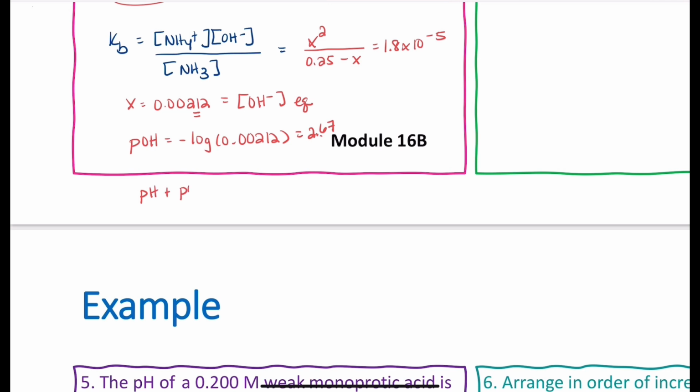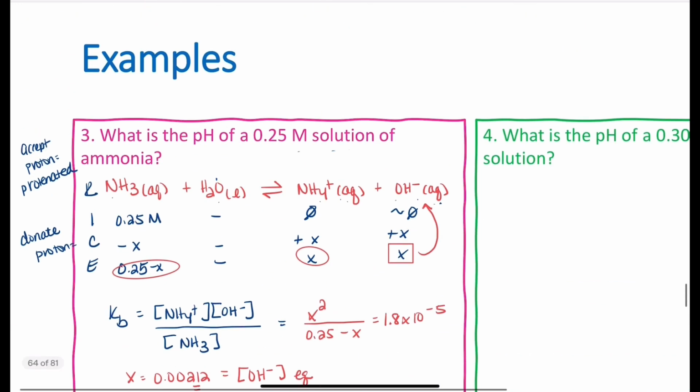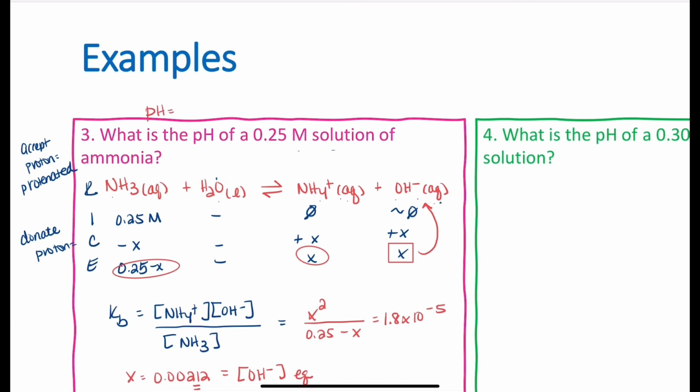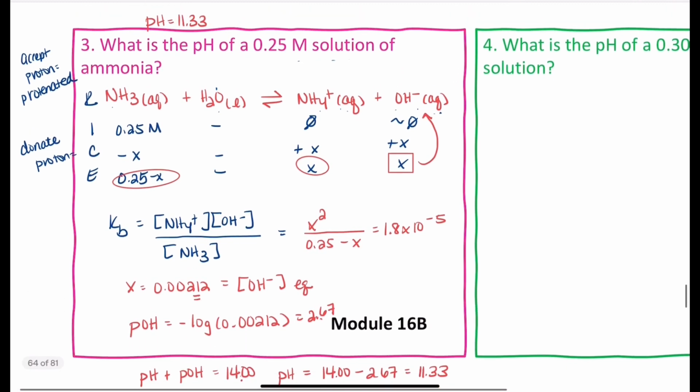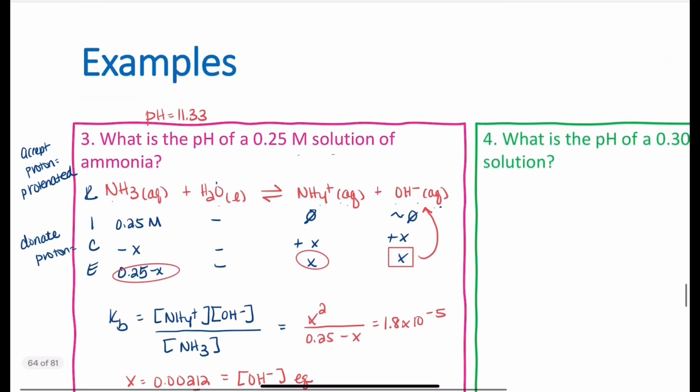Remember that pH plus pOH equals 14.00. Therefore, pH is equal to 14.00 minus 2.67, which is 11.33. My actual pH here is 11.33, which matches. That makes sense for a base. I also need to check my assumptions here. I'm going to do that up here.